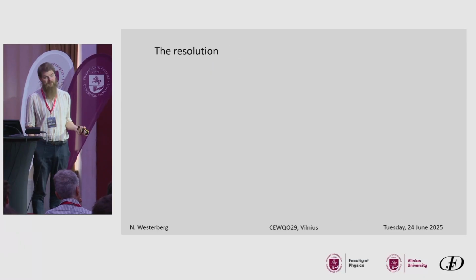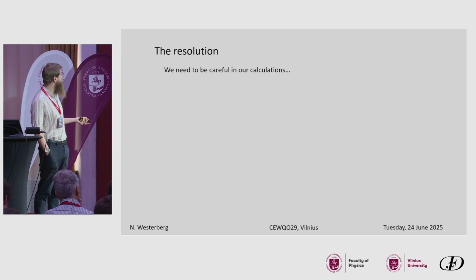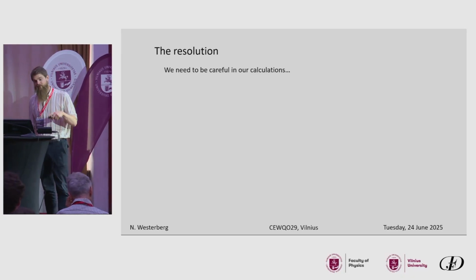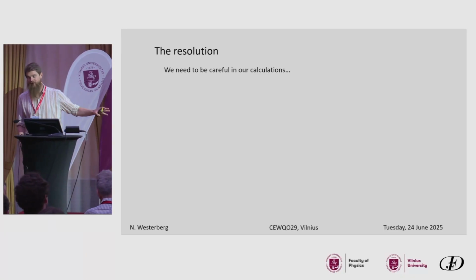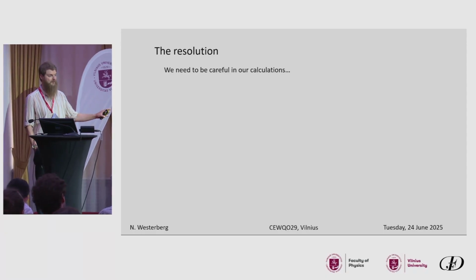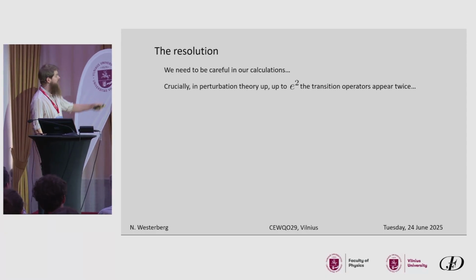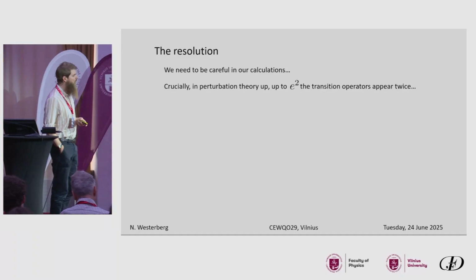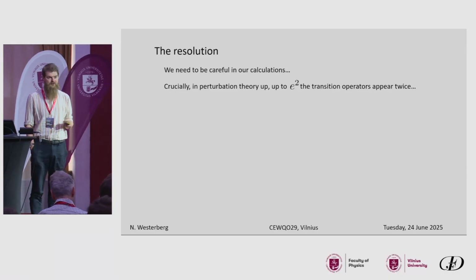So what's our resolution to this entire thing then? So how do you do this? And for that, you need to be a bit careful. I need to go back to how you calculate susceptibilities and all this sort of stuff, and point out one of the crucial things is that up to e squared, so electric charge squared, all the transition operators appear twice.